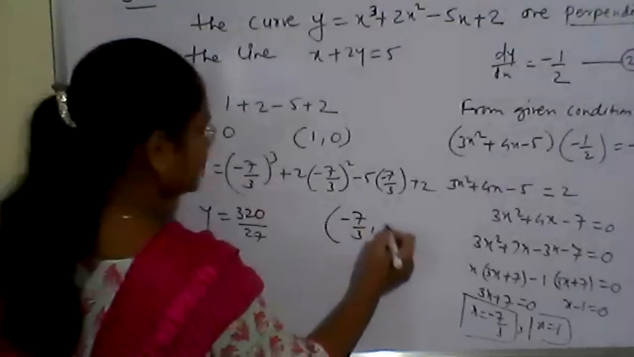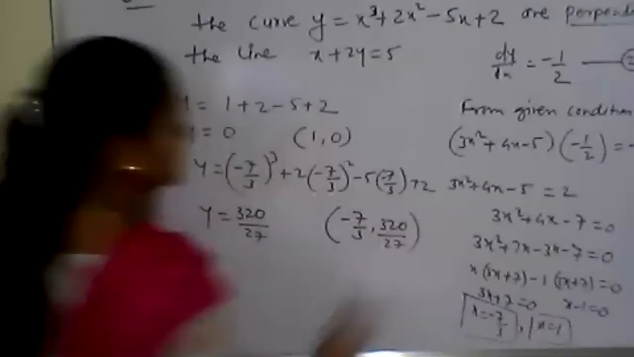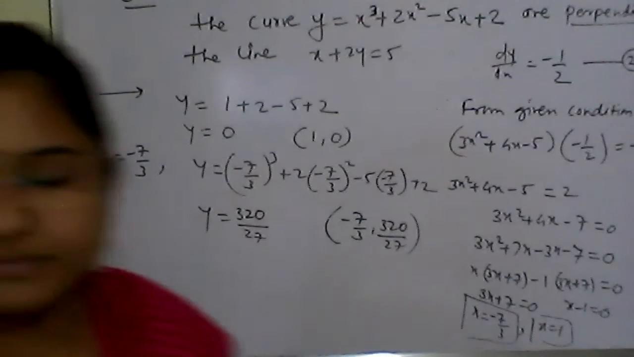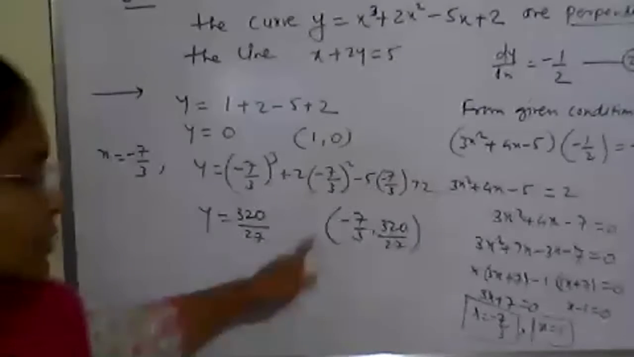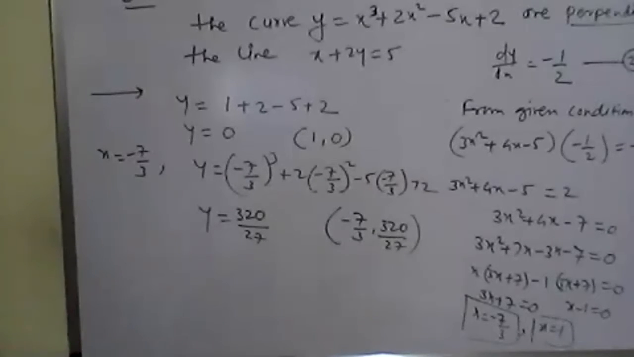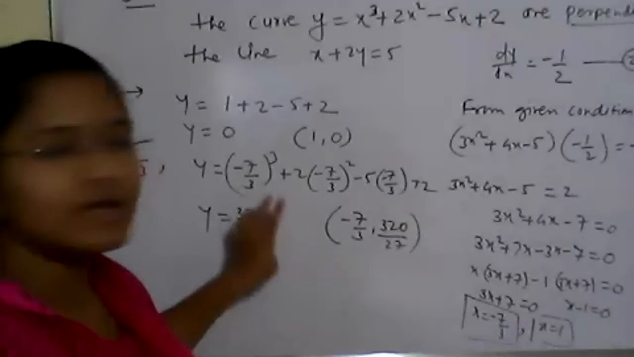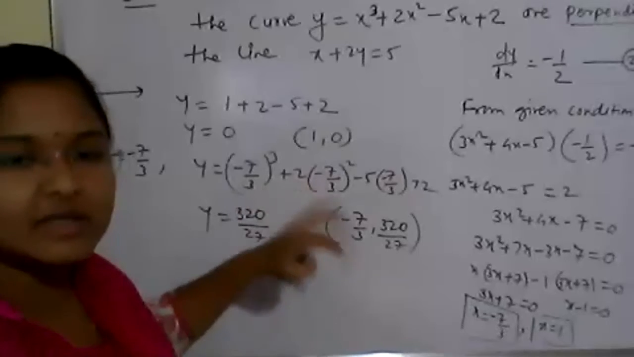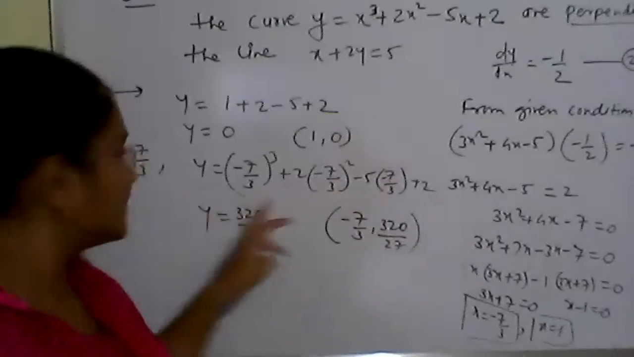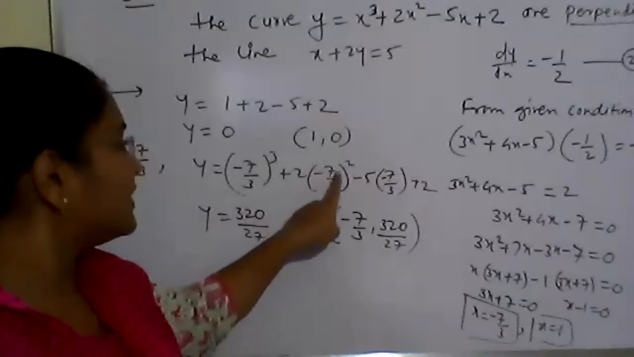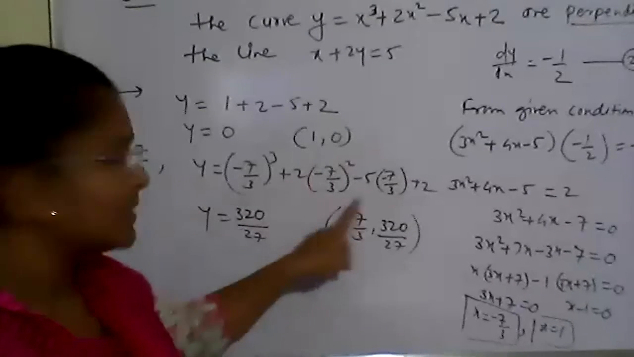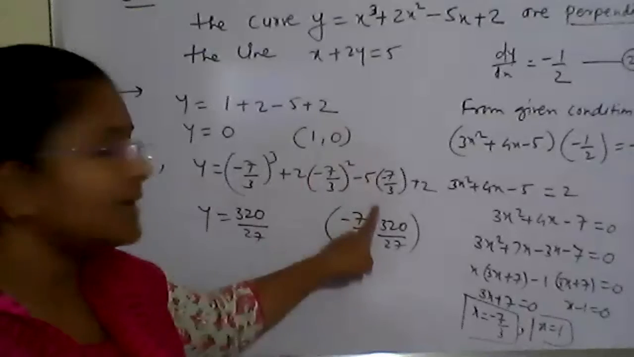Minus 7 by 3, 320 by 27. Okay. You can solve this. What is 7 cube? 343. So minus 7 cube is minus 343 by 27. And here 49 into 2, 98 by 9, minus minus plus 35 by 3 plus 2.